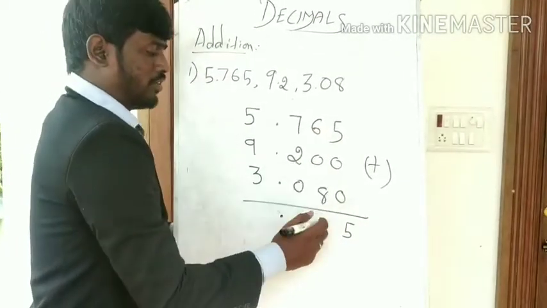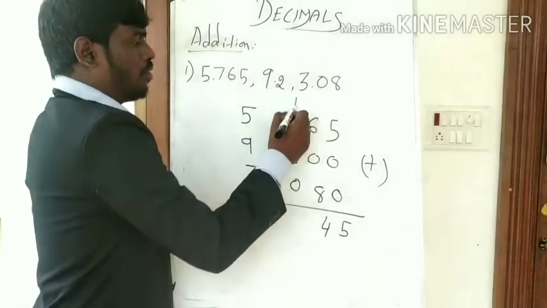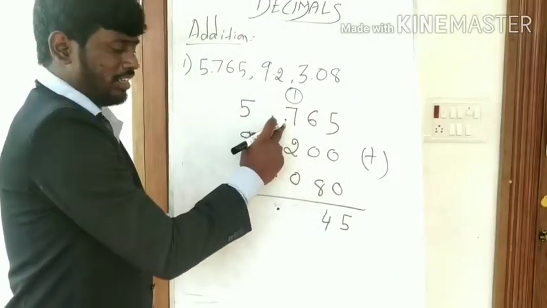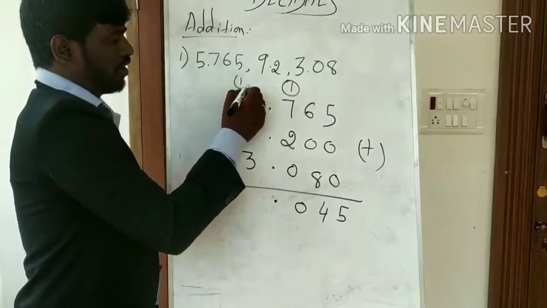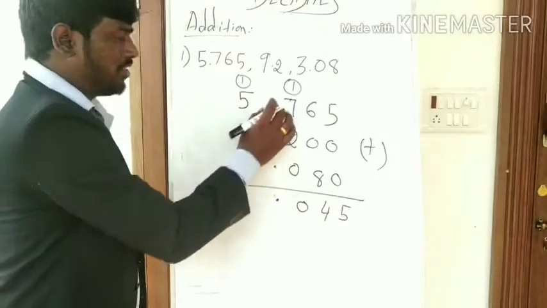6 plus 0 plus 8, 14. Carry over 1. 1 plus 7, 8. 8 plus 2, 10. Carry over will come to this side. You don't worry about this decimal point.